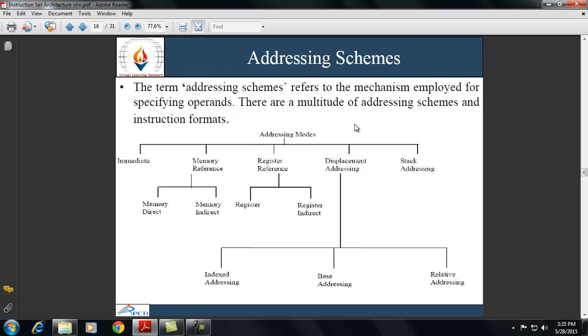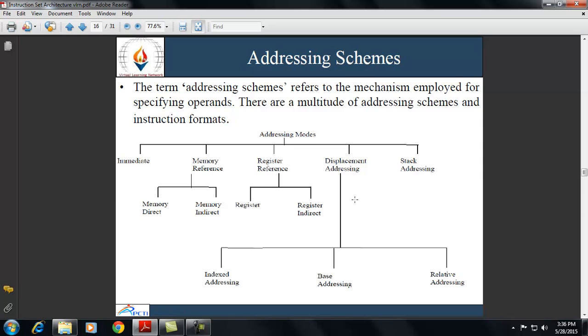The next topic is addressing scheme. Now, what is addressing scheme? It refers to the mechanism employed for specifying the operands. There are a multitude of addressing schemes and instruction formats. The addressing schemes are further divided into immediate addressing scheme, memory reference, which is further divided into memory direct and memory indirect, register reference, that is divided into register and register indirect, displacement addressing, that contains indexed addressing, base addressing and relative addressing, and the last one is stack addressing.